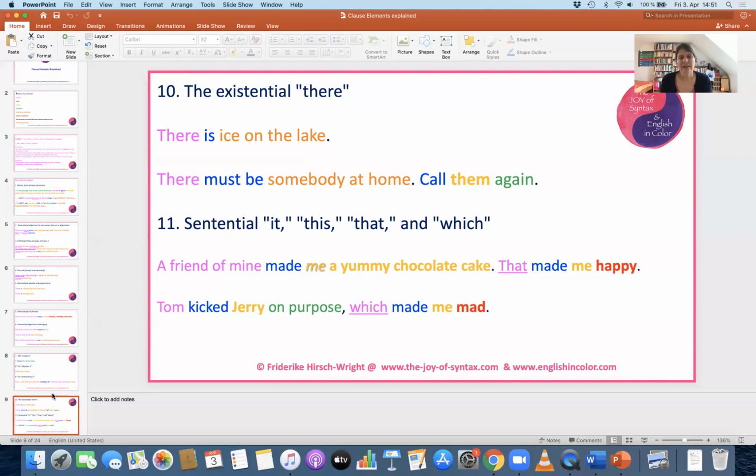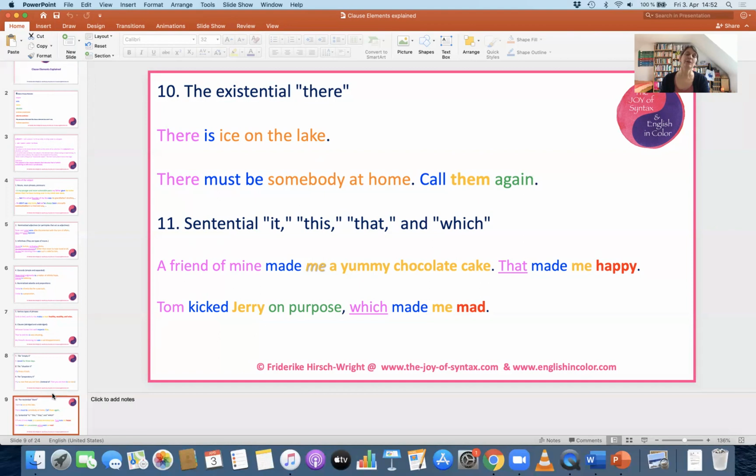That means that they're not dummy subjects, and they don't refer to nouns, but they refer to predicates, or something that was actually said about something, like the content of the preceding clause. So a friend of mine made me a yummy chocolate cake. That whole thing is a clause, a complete thought. And then I can say that made me happy. So I could actually say that a friend of mine made me a yummy chocolate cake made me happy.